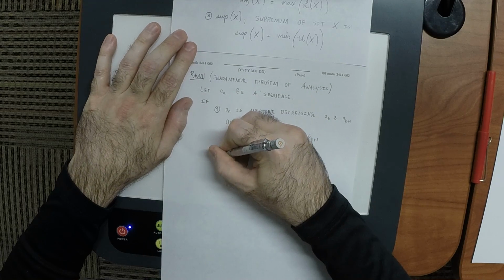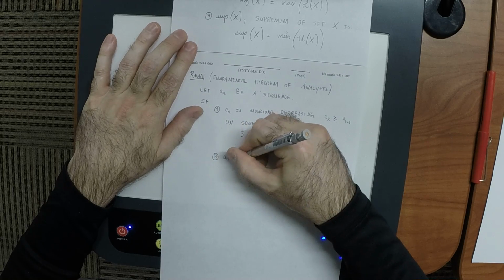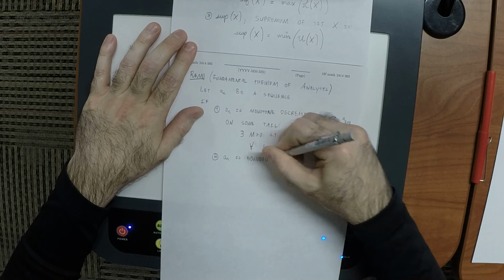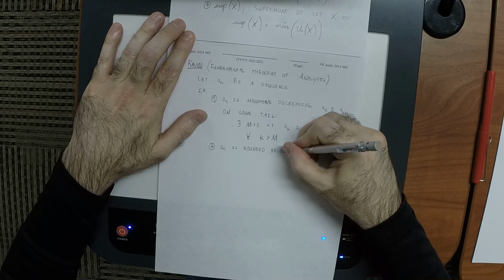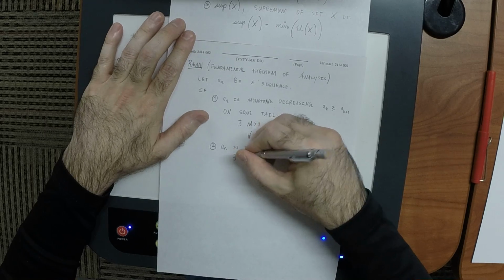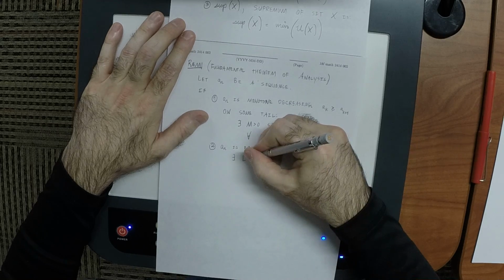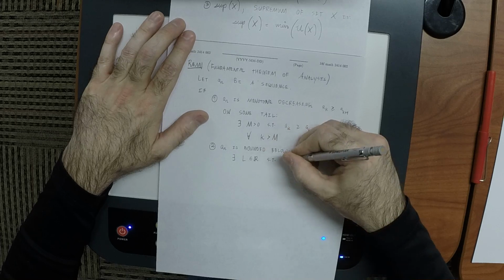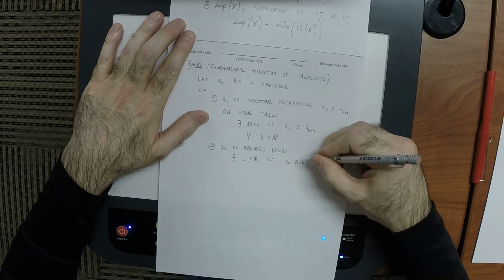And furthermore, two, A_N is bounded below, which is to say there exists an L in the reals such that A_N is greater than or equal to L for all N.